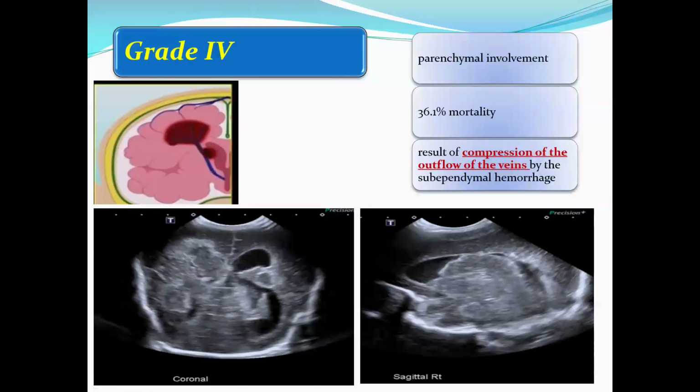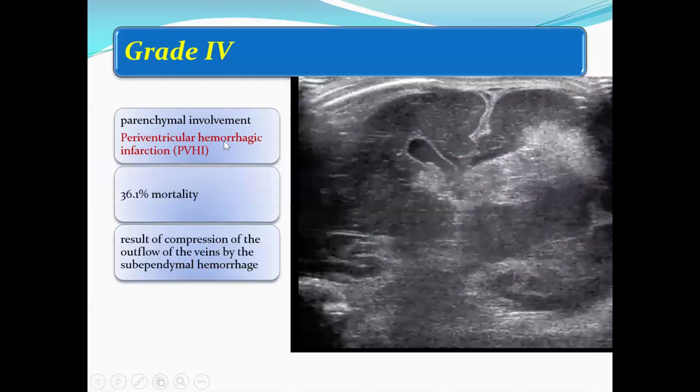Grade 4: any parenchymal involvement in the previously mentioned 3 grades is called grade 4, and it is caused by obstruction of the outflow of the veins by the subependymal hemorrhage. It is called periventricular hemorrhagic infarction. This is periventricular hemorrhagic infarction, and this is the frontal horn. It's completely filled by blood. We have grade 4 on the left side and grade 2 on the right side.